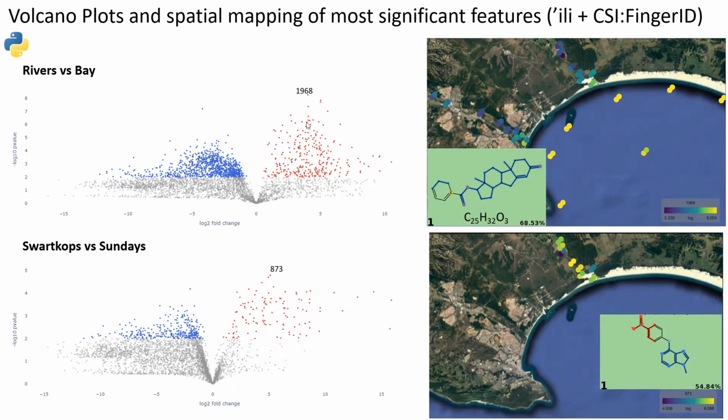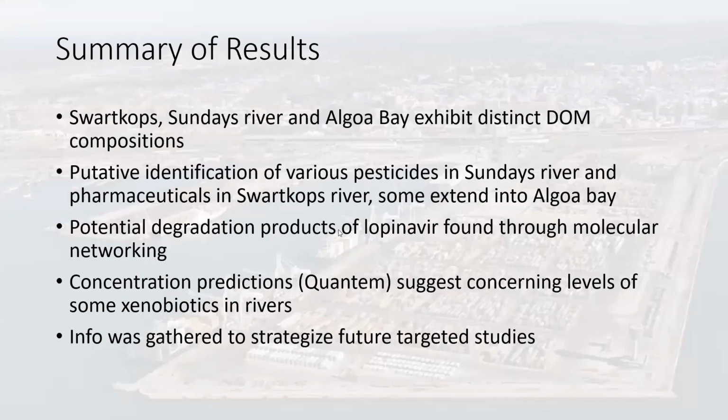And then we're going through all of the most significant features to see where we get good predictions, and whether we can make any statement in our manuscript regarding that. We do the same thing in the comparison of Swartkops River versus Sundays River, where our most significant feature is some type of purine. You see it's present in Sundays River, not present at the other sites. So we're working through that to better characterize the differences between the different sampling sites.